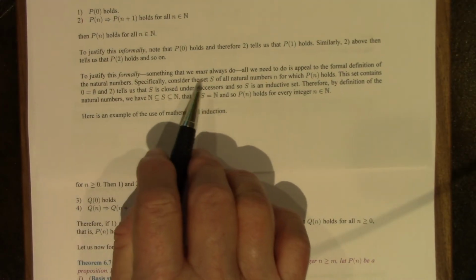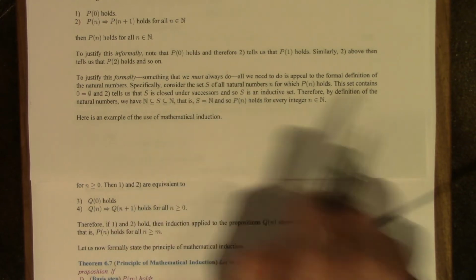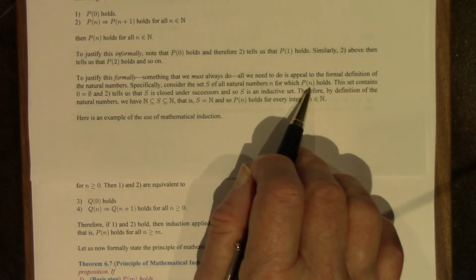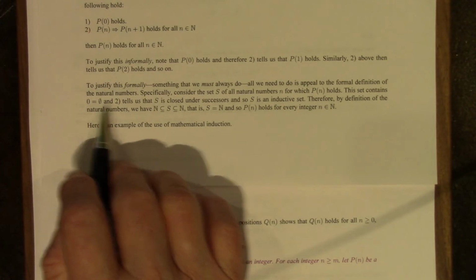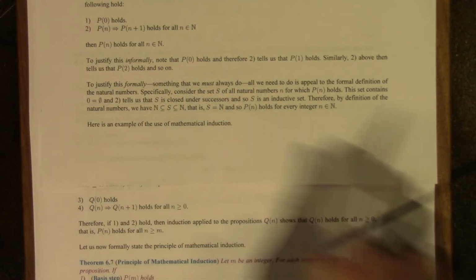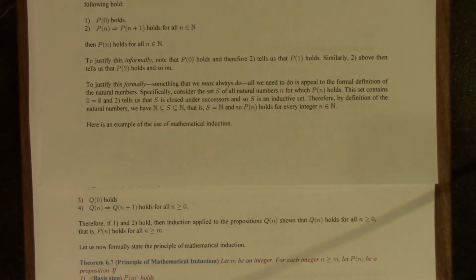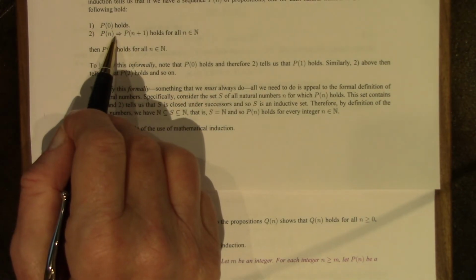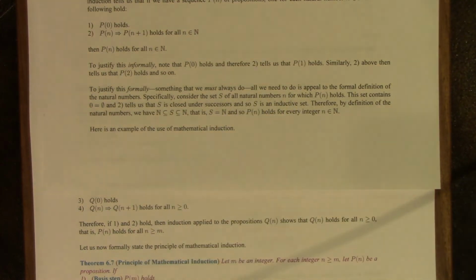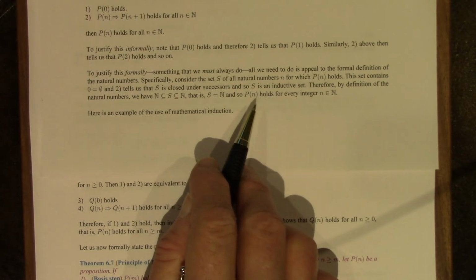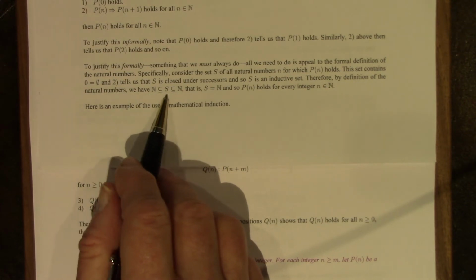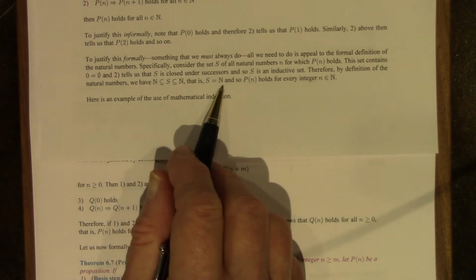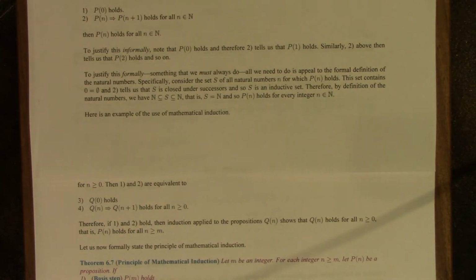So specifically, consider the set S of all natural numbers n for which P(n) holds. Then the set contains 0 because P(0) holds. 0, of course, is the empty set, as we know. And part 2 here tells us that S is closed under successors. So S is an inductive set. That's exactly what these two statements are telling us, that the set we're calling S of all natural numbers n for which P(n) holds is an inductive set. Well, we know that the natural numbers are contained in every inductive set. So N is contained in S, but of course S is a set of natural numbers, so that's contained in N. In other words, S equals N. So P(n) holds for every natural number.